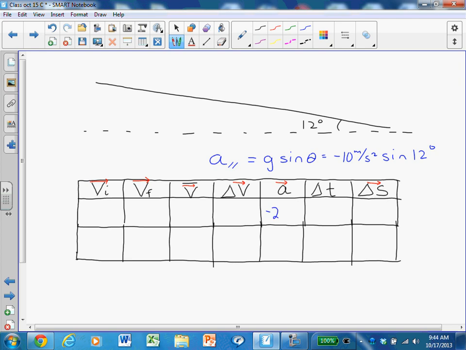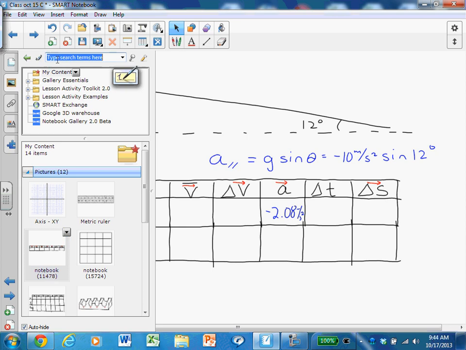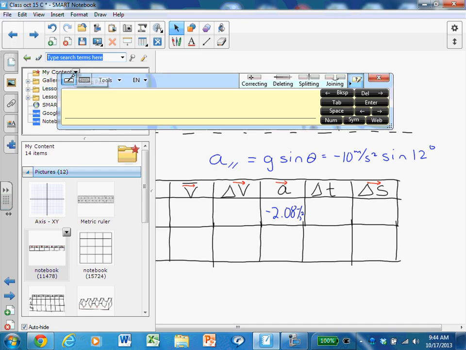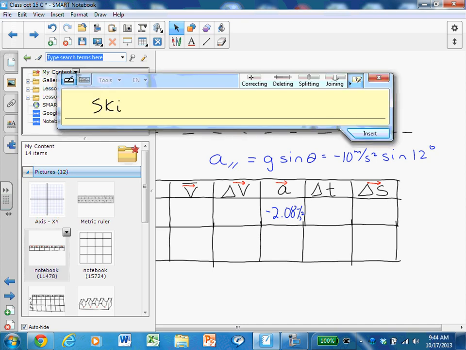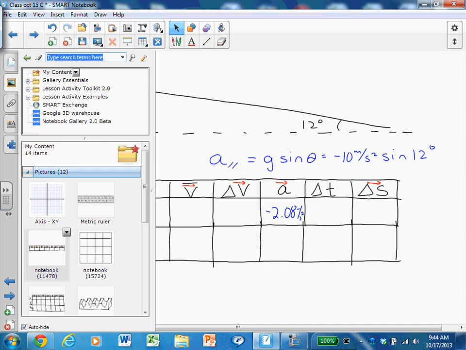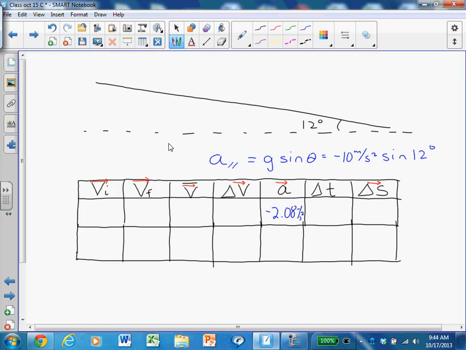Okay? Now, what else do we know with our skier here? Oh, bummer. Not working. Oh well. We'll just draw a skier. There they go. What else do we know?